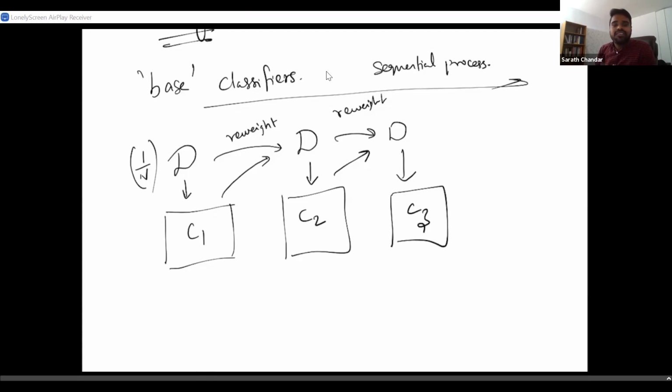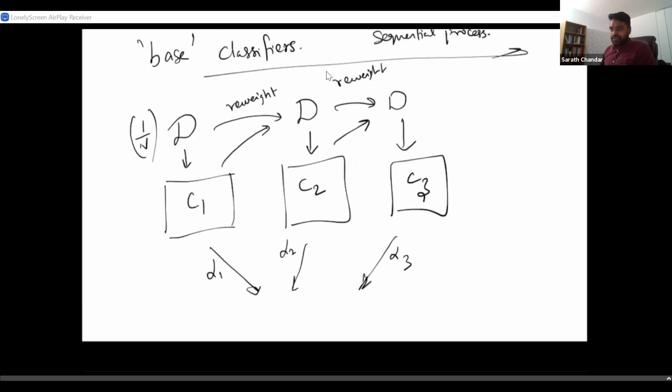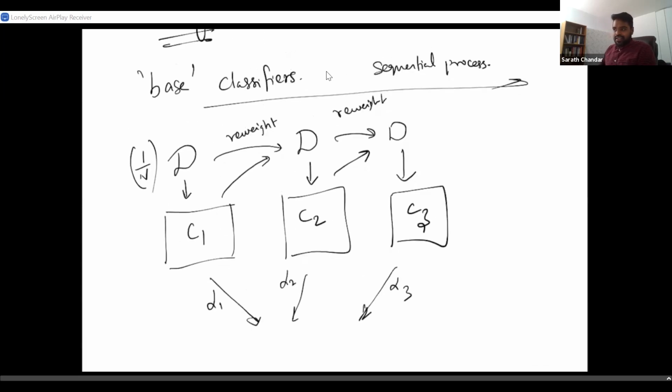If an example is easy for C1, then you reduce the weight for C2 because C1 is already good in predicting this example. I don't need C2 to waste time on doing this prediction. Okay, so that is the basic idea. So now once you train these sequence of classifiers, you combine these classifiers together with some weight. Let's just call them alpha 1, alpha 2, alpha 3. Now you combine these classifiers as the final prediction.